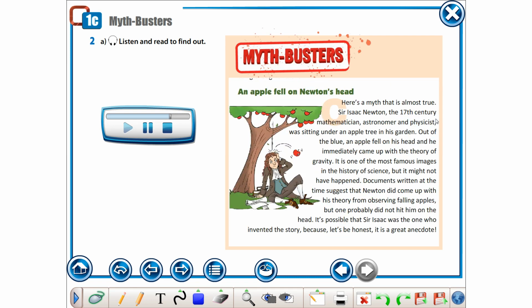An apple fell on Newton's head. Here's a myth that is almost true. Sir Isaac Newton, the 17th century mathematician, astronomer, and physicist, was sitting under an apple tree in his garden. Out of the blue, an apple fell on his head, and he immediately came up with the theory of gravity. It is one of the most famous images in the history of science, but it might not have happened.